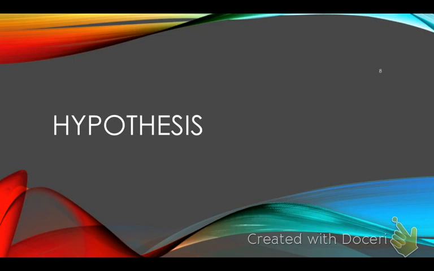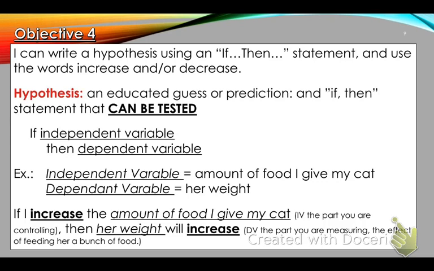So we're going to now talk about hypothesis. So objective 4 is a hypothesis. I can write a hypothesis using an if-then statement and use the words increase and/or decrease. So a hypothesis is always an if-then statement. If I do this, then I will have that. So a hypothesis is an educated guess or prediction, an if-then statement that can be tested. So if the independent variable, then you get the dependent variable.